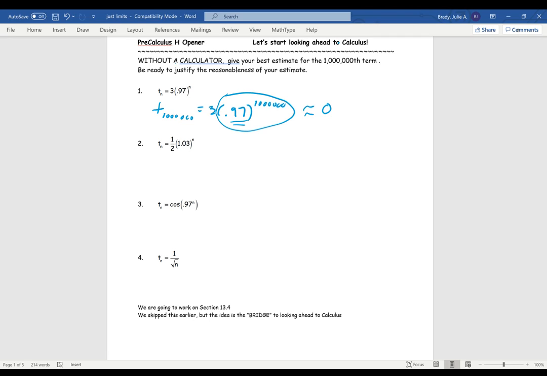Now, when you look at this one, let's go to the millionth. What happens when you take a number like 1.03 to the millionth? Well, that's going to get huge. Why is it going to get huge? Because when you multiply a number that's bigger than 1 by itself again and again, it grows.